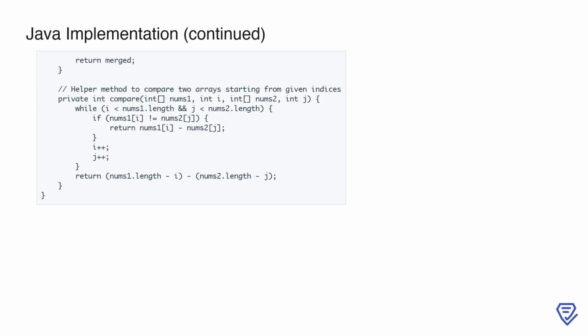To support this, the compare helper method is used to determine the lexicographical order between two arrays starting from specific indices. It iterates through both arrays, comparing elements directly. If a mismatch is found, it returns the difference between the two elements. If the arrays are identical up to the end of one of them, the method compares the lengths of the remaining portions to decide which is larger. This ensures that the merge and maxNumber methods can reliably construct the optimal result by always favoring the larger array or subarray at each step.